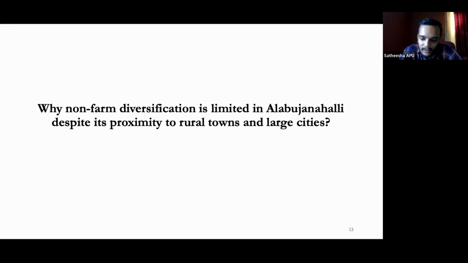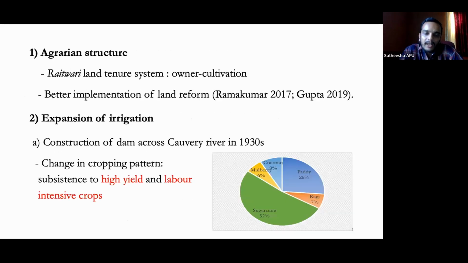Let's come to why agriculture continues to dominate the employment of Alabujanahalli, despite its proximity to semi-urban towns and the metropolitan city of Bangalore. One factor could be its agrarian structure. Mandya was a part of Mysore state before. The Mysore state was under the ryotwari land tenure system during the British period. Under this, the occupant gets the title of land directly. So that could be why the land tenure system in Alabujanahalli is more dominated by owner cultivation.